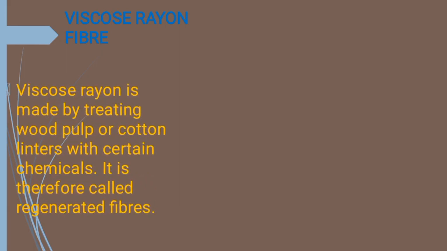Viscose rayon fiber. Viscose rayon is made by treating wood pulp or cotton linters with certain chemicals. It is therefore called regenerated fiber. Remember from the beginning I said cellulose-based fibers are fibers that are made of cellulose, and we said we can get them from cotton linters and wood pulp. So viscose rayon is a fiber that is gotten from either source, but the difference here is that it is made with certain chemicals. So it's the addition of the chemicals to the fibers that will give you viscose rayon fiber, and it's also called regenerated fiber because it's synthetic, it's produced.